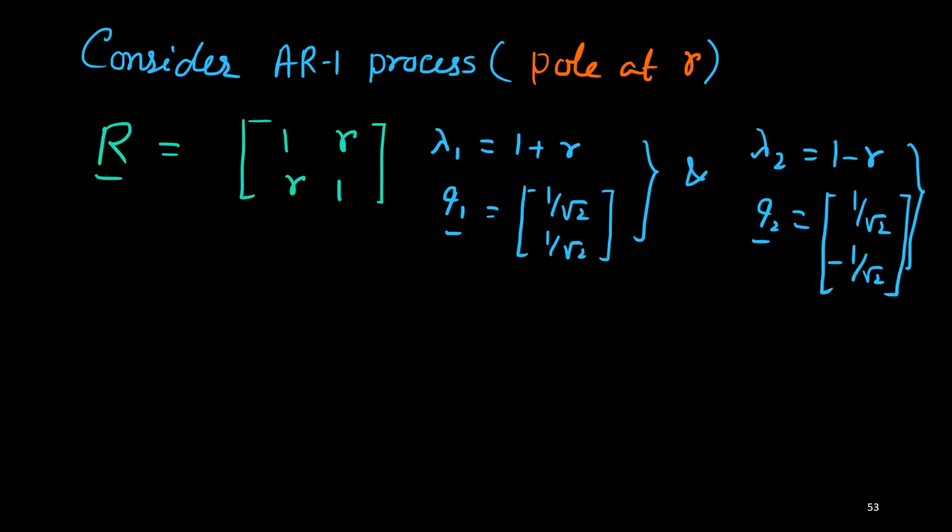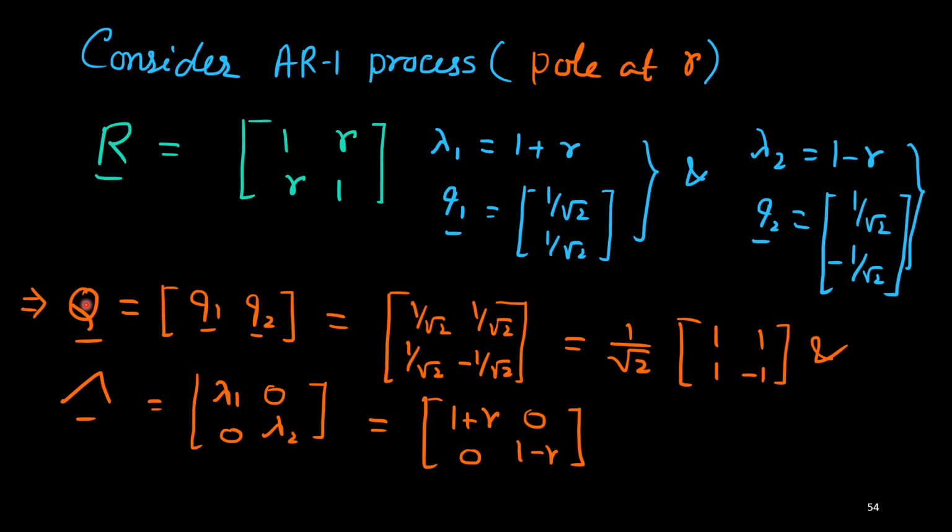Okay, so for this autocorrelation matrix R, where this is 1 1 and this is r, we have two different eigenvalues, that's 1 plus r and 1 minus r, and you see r is within plus 1 to minus 1 always, thus eigenvalues are always positive. And these are the corresponding eigenvectors, and you see these two eigenvectors, if you take dot product, it will be always 0.